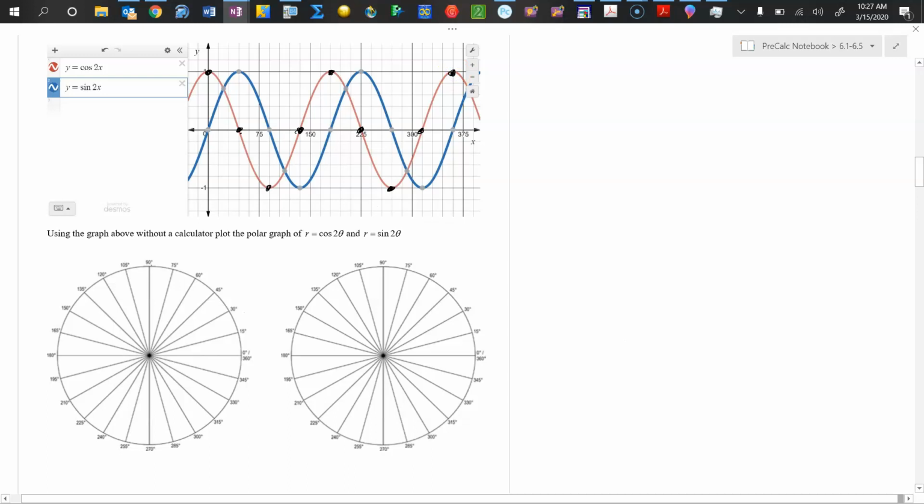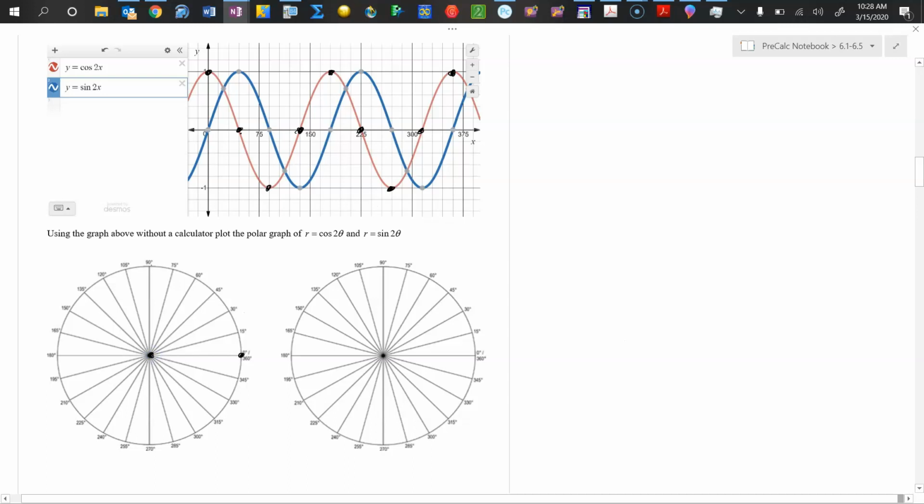So we're going to transfer those points down here to our polar coordinate system, and then take a look at what happens in between those critical values. So at an angle of 0 degrees, the cosine of 2 theta is equal to 1. So we'll put a point right there. At 45 degrees, the cosine of 2 theta is 0, so we would put a point at the pole here. It's a little bit hard to see.